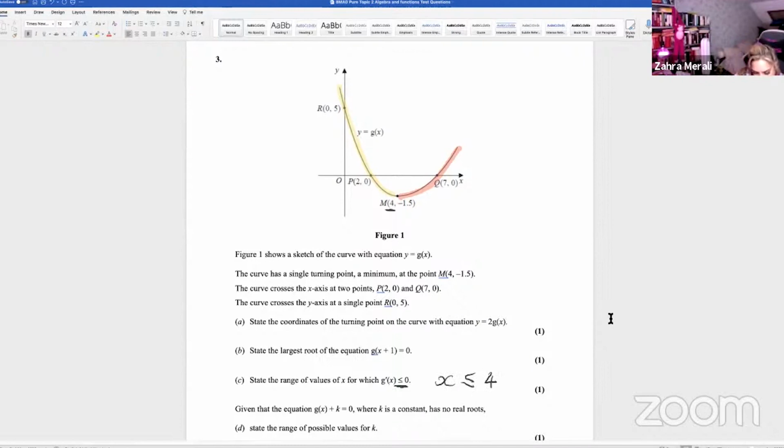And it says, given that an equation g(x) plus k, so outside the bracket affects the y's, plusing it, so it's moving upwards. So we want to move it upwards until it no longer touches the axes. If we move it up 1.5, it would still have one root because it'd be sitting there. But anything above that, it will have no roots because it's sitting above the axes. So we would just say k has to be bigger than 1.5 because we're moving it up 1.5, so it sits above. Right, next question.